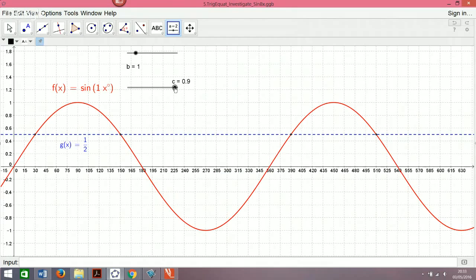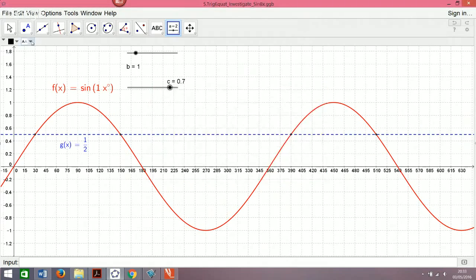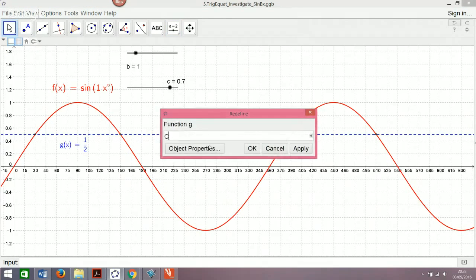Now when I move this, I want it to connect to my blue line. So I'm going to double click on the blue line and say it doesn't equal a half anymore, it equals whatever my slider C is worth. Great.